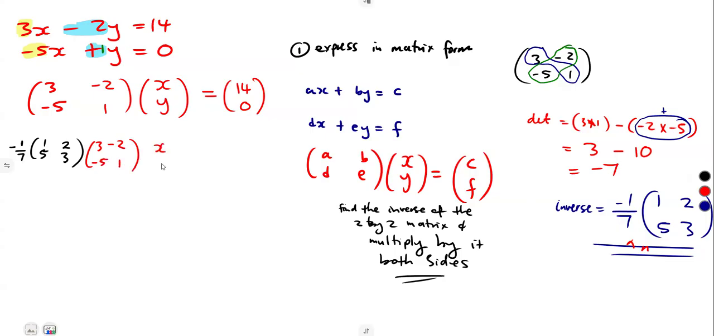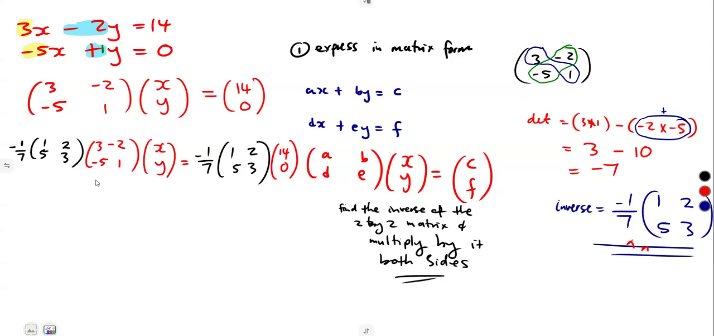It multiplies as it is. The same inverse, because it is both sides, so you have to consider the other side of the equation: the same inverse multiplies that side of the equation. Minus 1 over 7, 1, 2, 5, 3, times what was already on the right-hand side, the 14, 0. So this is the concept: you multiply the inverse on both sides of your equation.